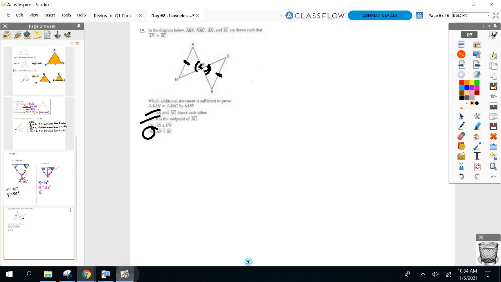What type of angles are they going to give me? AN and SC. Alternate interior, whether it be A and S or N and C. Okay, and that will be angle, side. All good? Okay, let's keep grinding.